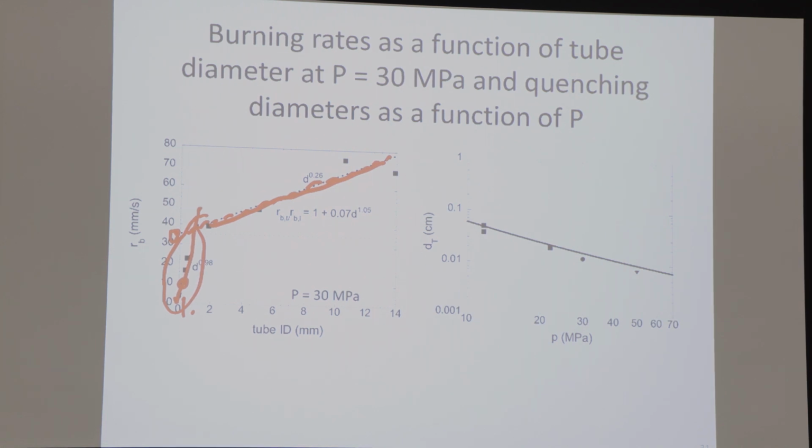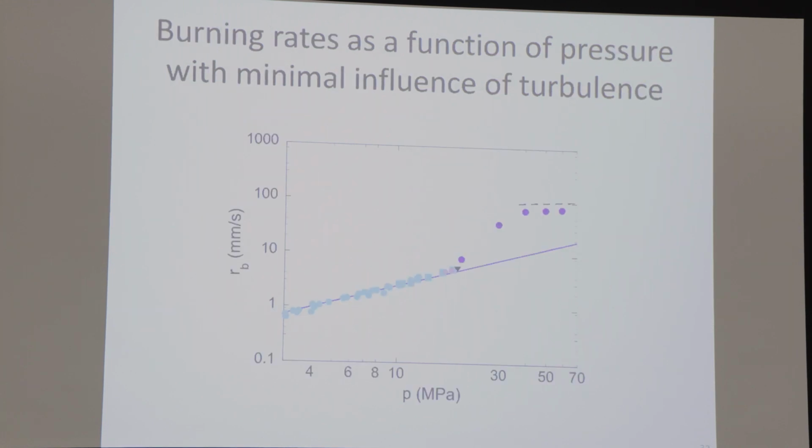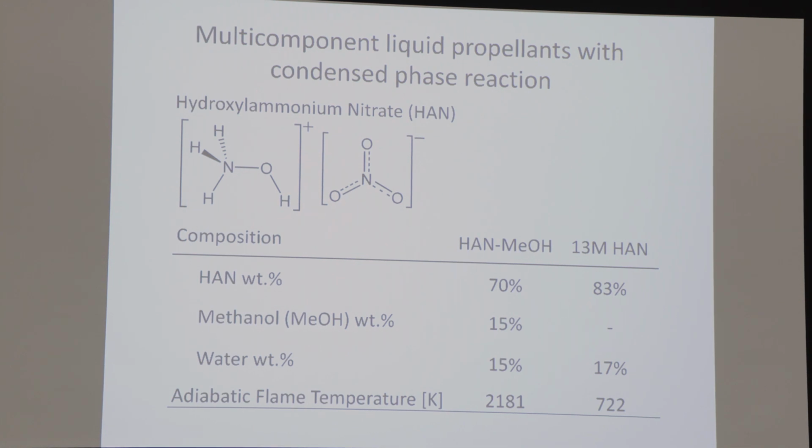On the right-hand side, you can see how the quenching diameter changes with pressure as well. Okay, and so what I'm showing here is what we assume now is the effect of just the supercritical real gas effects without turbulence affecting the burning rate. Okay, and you can do the same thing.